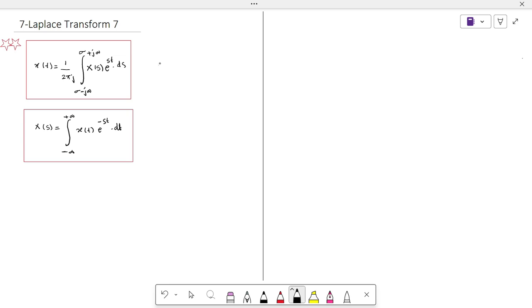So similarly, we can write. So these are the x of t and x of s. For the continuous time, see, this x of t is derived from x of t equal to 1 by 2 pi integral from minus infinity to plus infinity of x of j omega into e power j omega t into d omega.